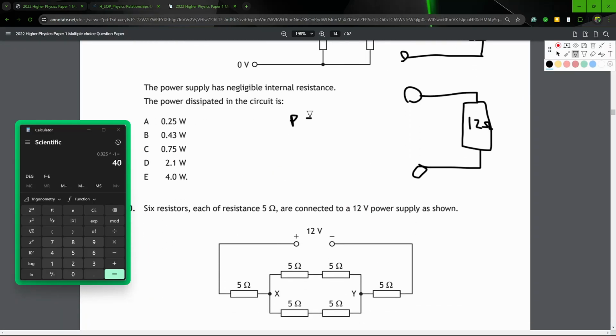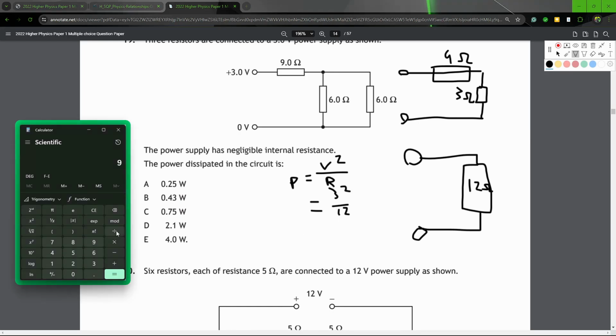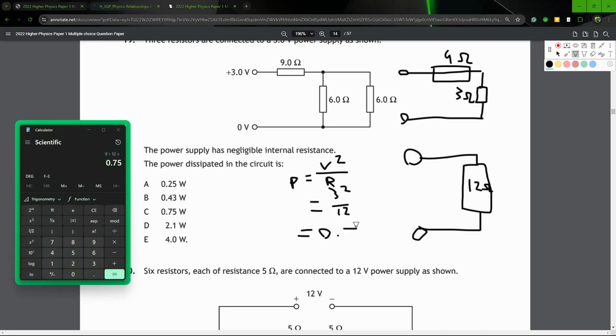So P equals V squared over R. V squared is 3 squared, R is 12, so it's essentially 9 over 12. That's 0.75 watts. And would you know it? Let's see.